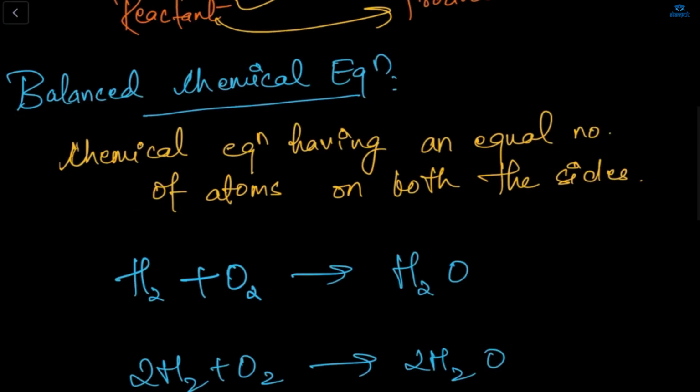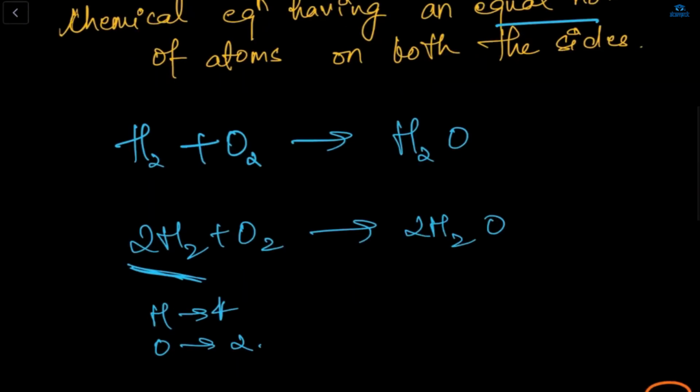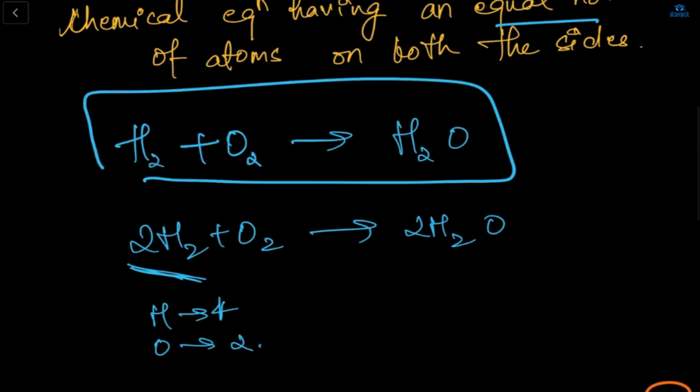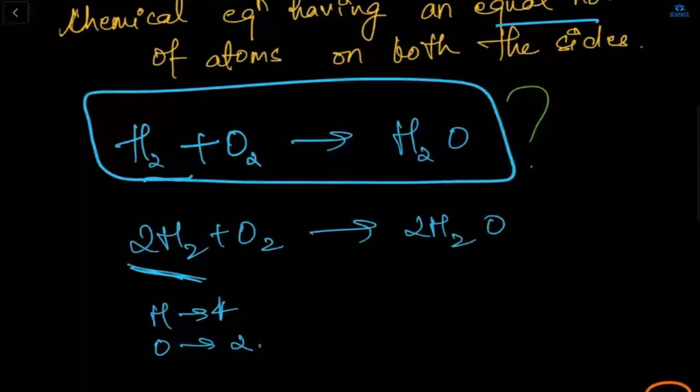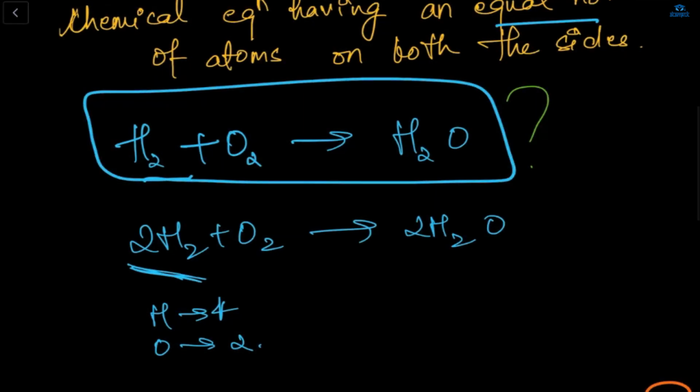So, what is a balanced chemical equation? Ma'am, I can answer. Ma'am, in a balanced chemical equation, both on the LHS and the RHS, the atoms are equal. Yes. So a chemical equation having an equal number of atoms on both sides, your LHS as well as your RHS. Like here, is this equation balanced? This one, H2 plus O2 gives H2O. Is this a balanced equation? Yes or no?